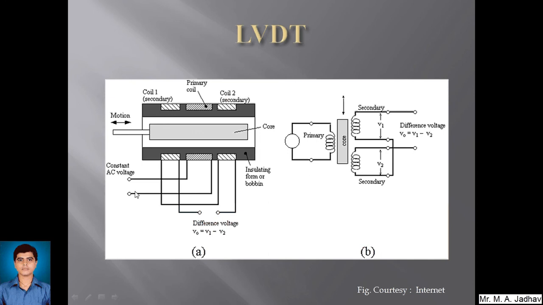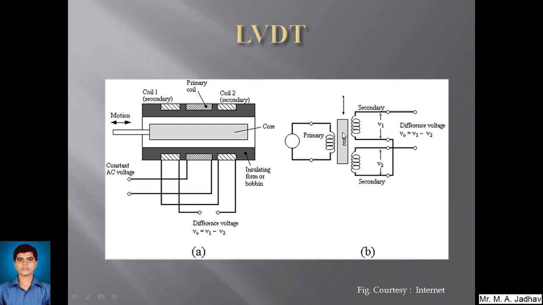Here this is the AC supply and the motion of the core is like this. So if the core is moved from its center place, what is going to happen? If it is moved in this upward direction, then the voltage generated in V1 will be more as the magnetic field will be stronger here, and because of that V1 will be more and V2 will be less. V0 is the difference V1 minus V2, so it will be some positive voltage.